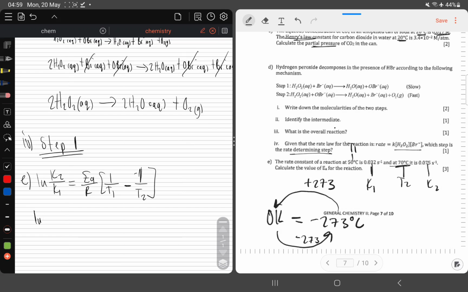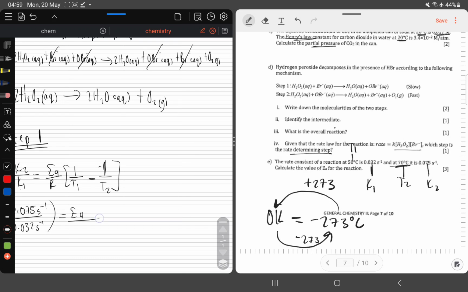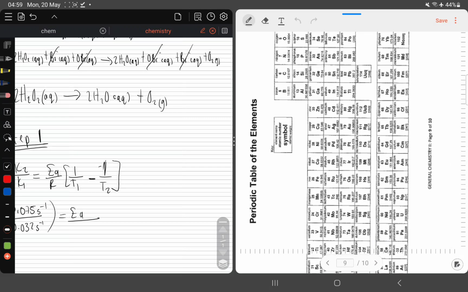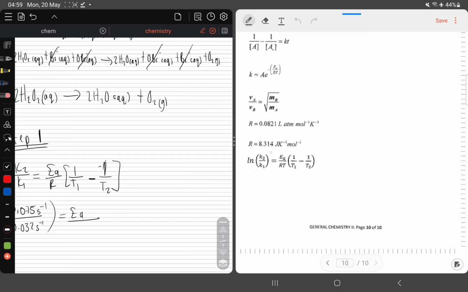So anyway, ln, what is my K2? K2 is 0.075 per second over, what's my K1? 0.032 per second. This is going to be equal to EA over, what's my R? Remember the R, you get it on the last page, which is going to be page 10. Here's my R. You take the 8.314. So it's going to be over 8.314, and then you have joules per Kelvin per mole.